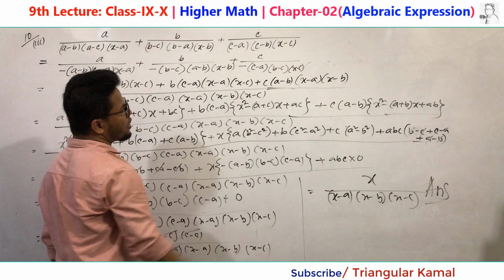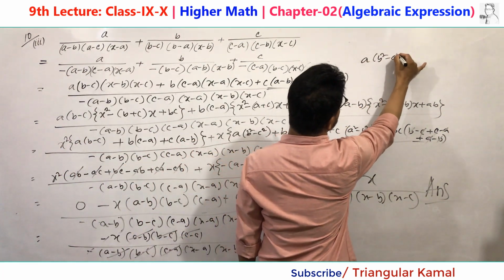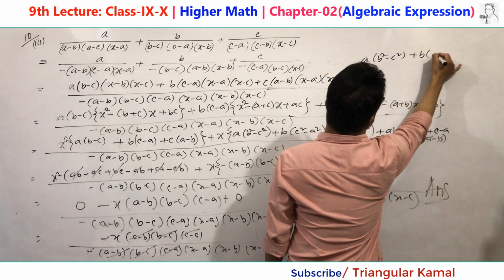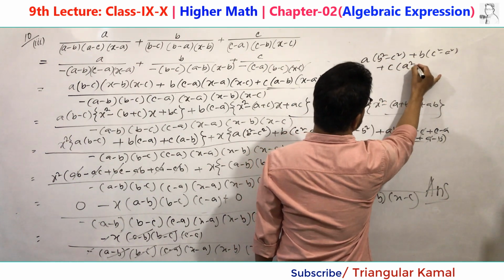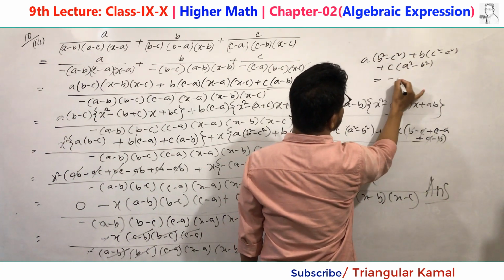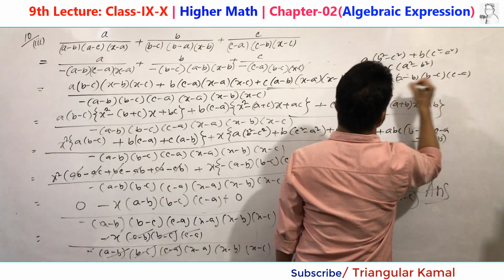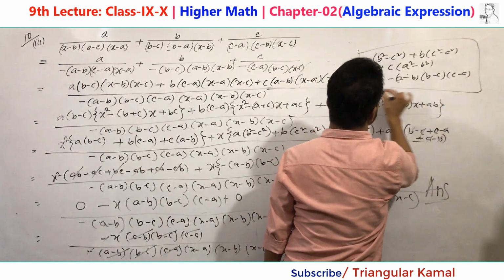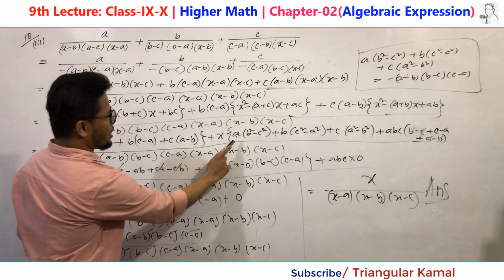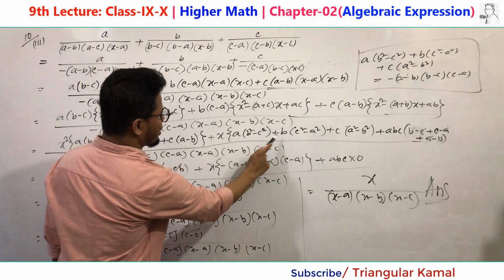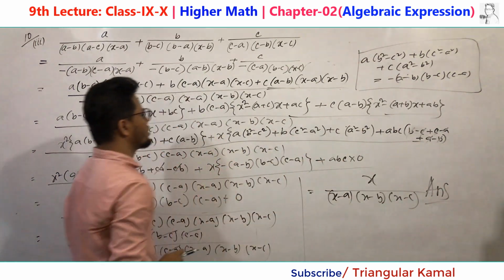We applied only one formula here, like a multiply with b square minus c square plus b multiply with c square minus a square, and plus c multiply with a square minus b square, and this result is minus a minus b, b minus c, and c minus a. We have done this one in our previous math, and we applied the result here. The result is this one.